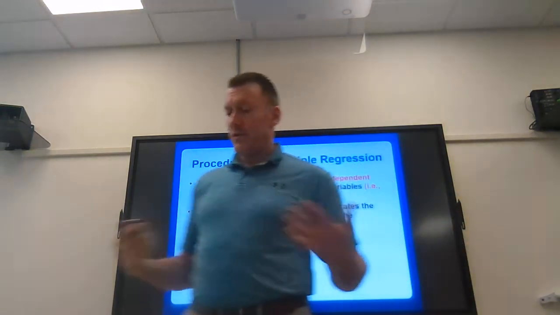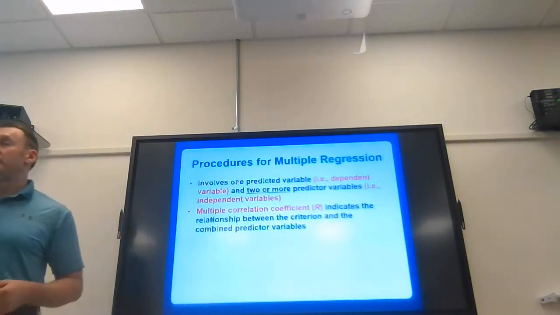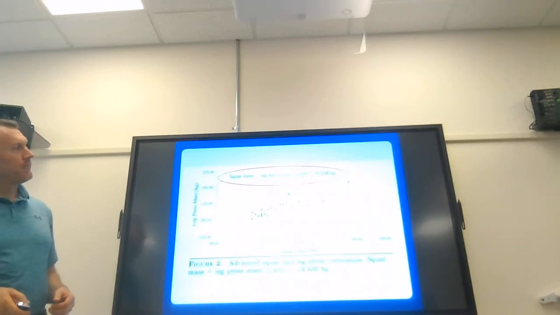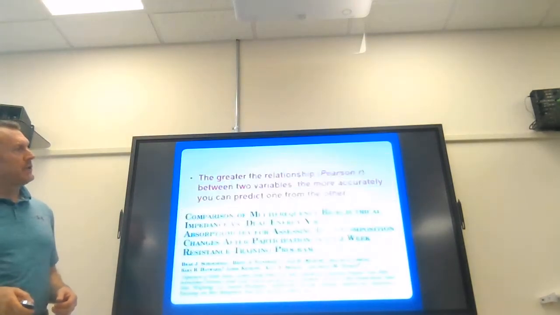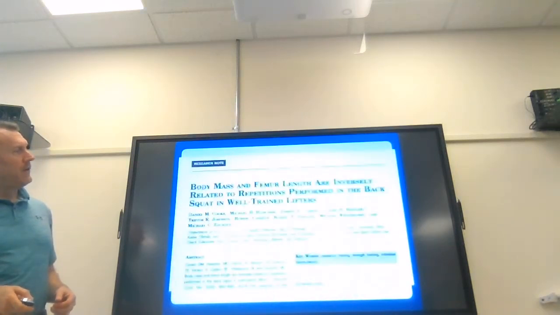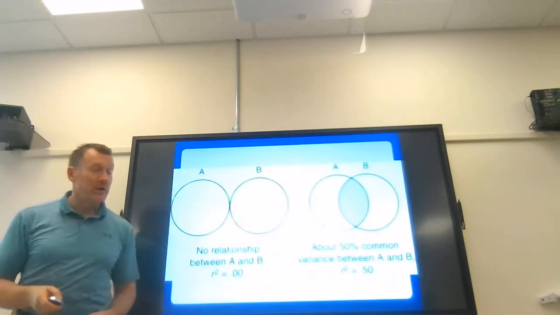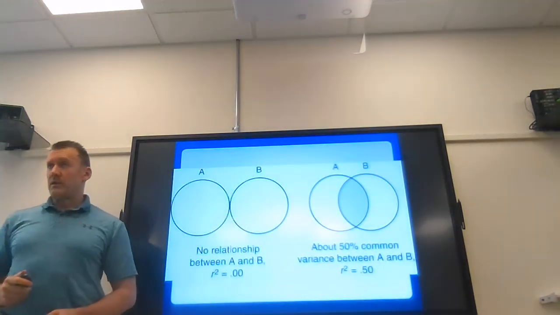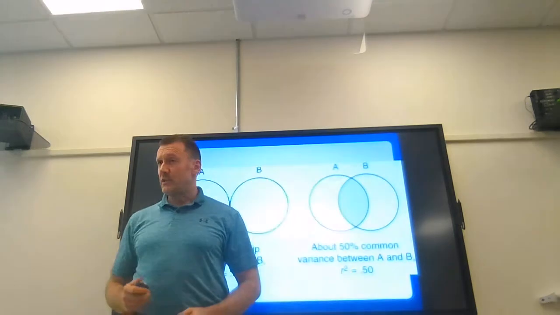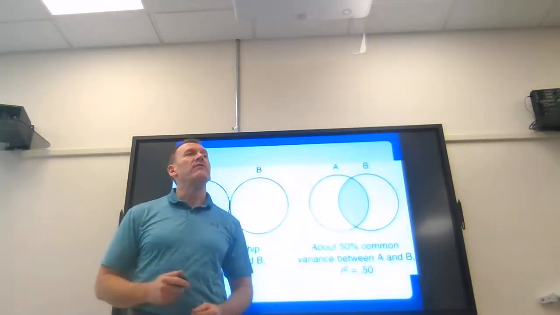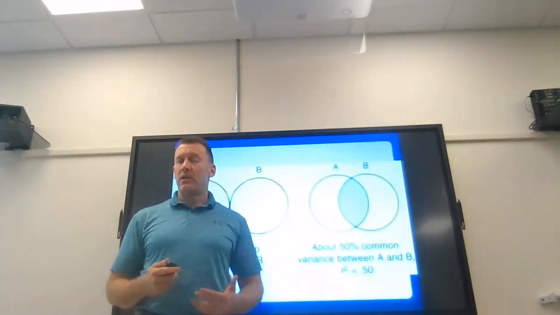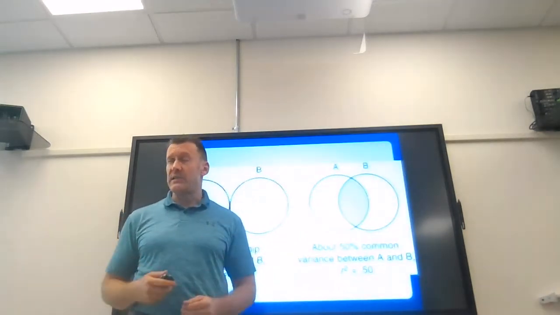So, you remember when we did coefficient of determination from last week? So, let me go back. So, the very last thing we did on Thursday was we took our correlation and we squared it. So this shows the amount of relationship between variables. So the percentage of one variable that can be accounted for due to the other variable is the coefficient of determination. So the multiple correlation coefficient is kind of the same thing.